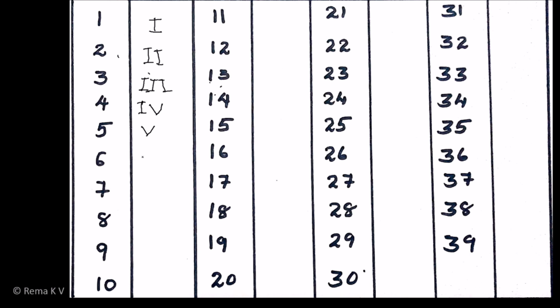Can you say what is for 6? 6 is 1 greater than 5. Then 7 is 2 greater than 5. Then 8 is 3 greater than 5. Now we cannot repeat it again. So 9 is 1 less than 10. And this one is 10.